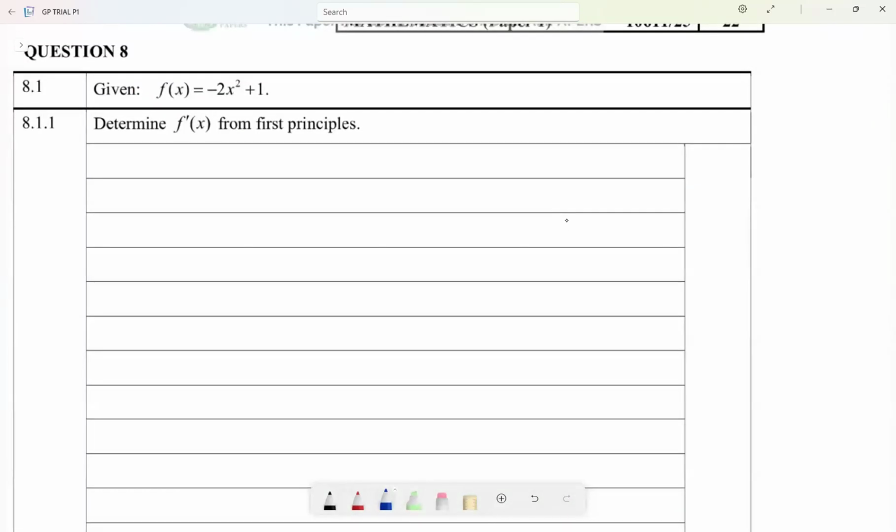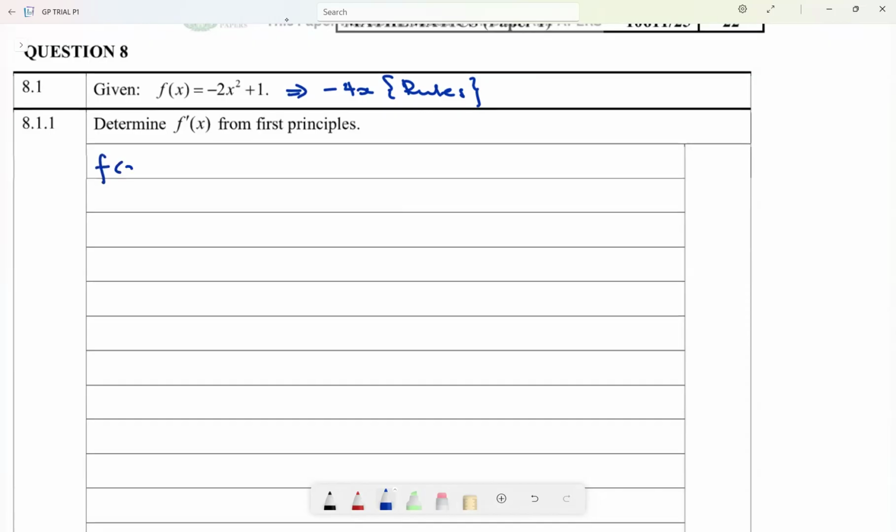8.1, determine f prime of x from first principle. I don't like doing this question because everyone knows it. Unfortunately, some people do lose marks. Now, the expected answer, using rules, is negative 4x. If you do not get negative 4x, then something is wrong.